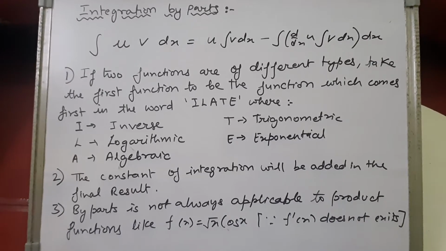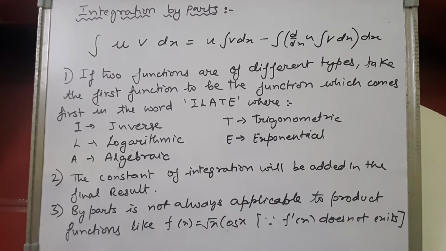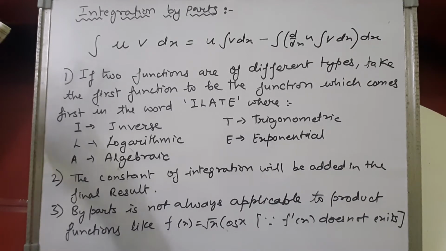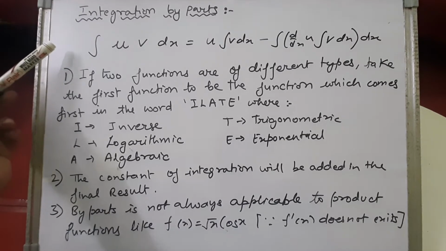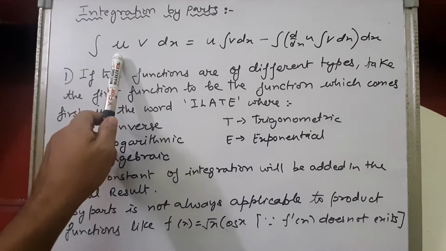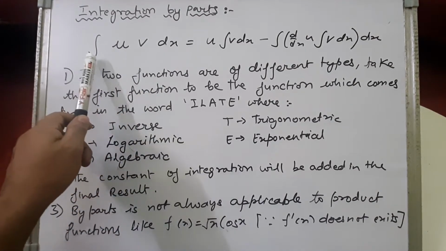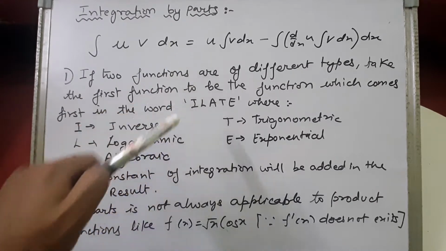Children, today we are going to learn how to integrate by parts, how to do integration by parts using the by parts method. Suppose we have to integrate two functions given in product form. Suppose u is the first function and v is the second function, and we have to integrate uv with respect to x.